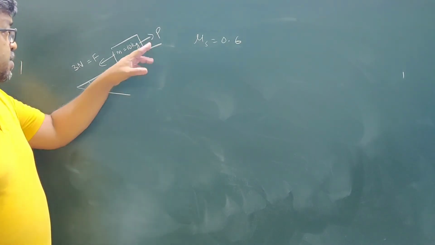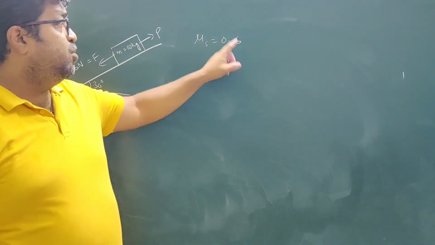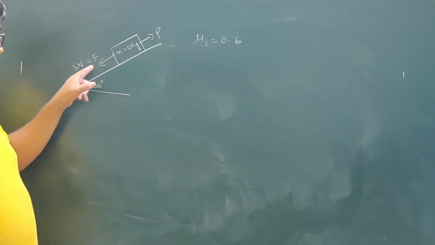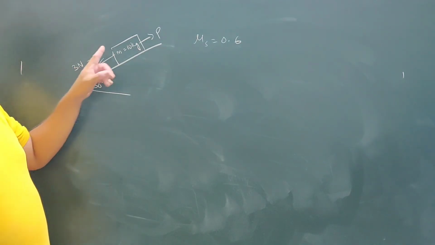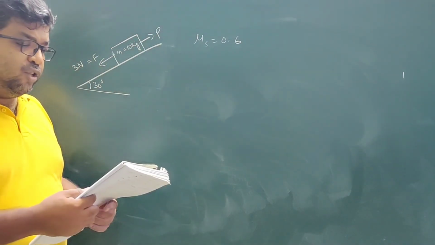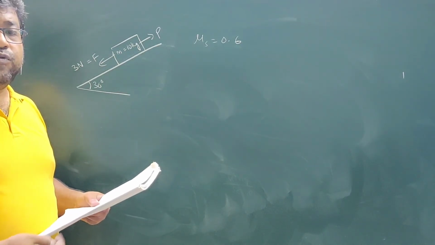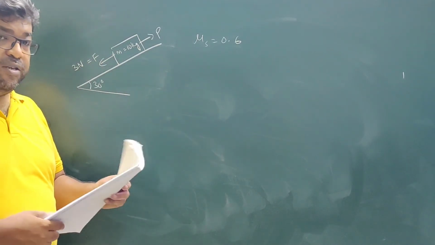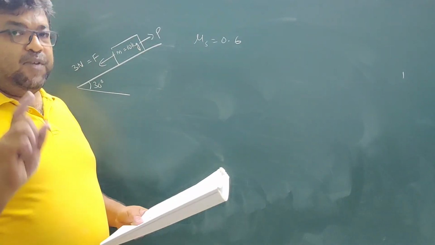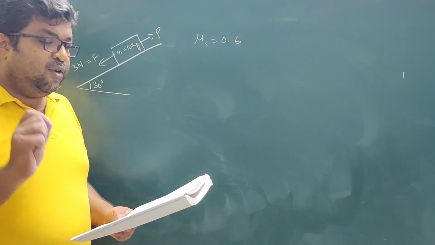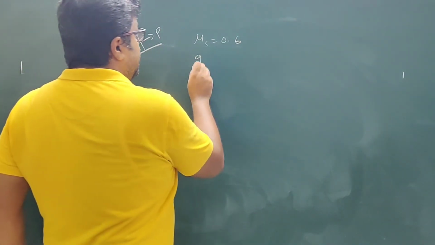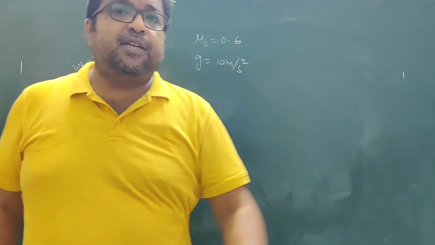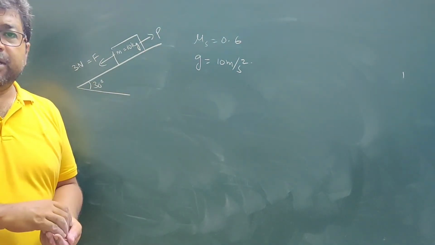This is a rough inclined plane, the coefficient of static friction is 0.6, the angle is 30 degrees, and the mass is 10 kg. In this direction, a force of 3 Newton is acting. You have to find the value of this force P so that the block does not move in the downward direction. That is also given. The value of g is 10 meters per second square. You can pause the video and try this question, and then you can verify with my solution.